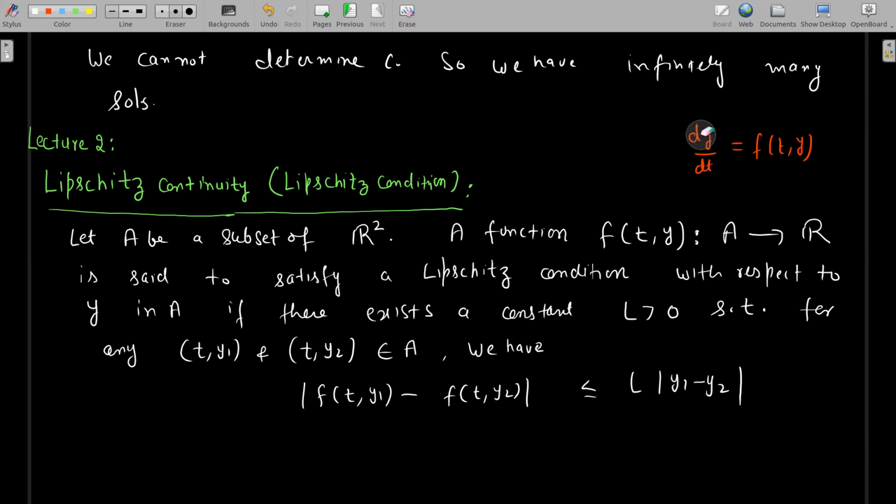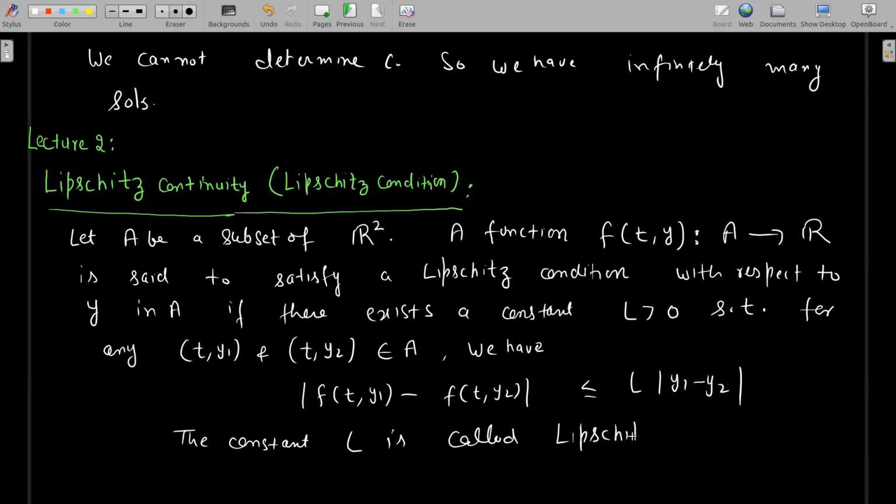Since there are two variables, you have to specify in which sense, in t or in y. The definition would be similar if you take t. So with respect to y, you take two points y1 and y2 in that domain, and t is any point. You compute this difference |f(t,y1) minus f(t,y2)|. If this is less than or equal to a constant L times |y1 minus y2|, if you are able to get this relation, we say that f is Lipschitz continuous, or f satisfies a Lipschitz condition with respect to y.